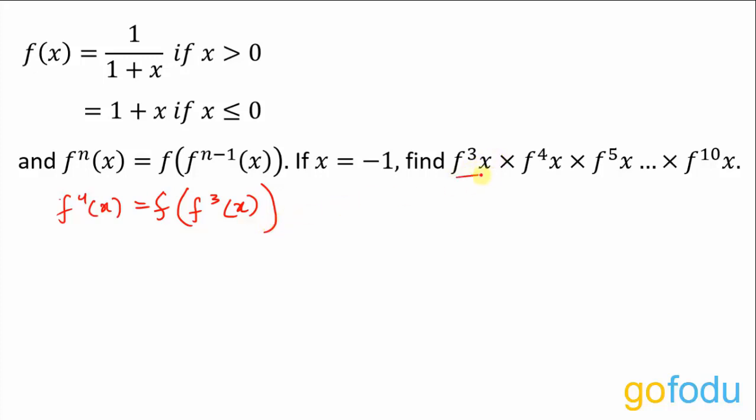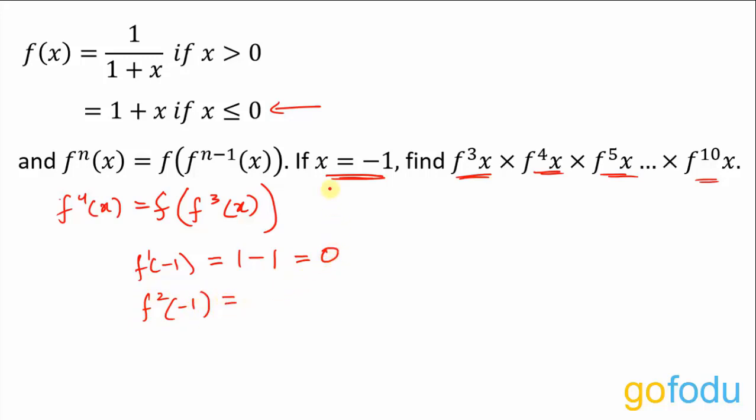Let's find out f3x, f4x, f5x and so on till f10x for x equal to minus 1. First of all, our x is less than 0, so we'll proceed with this branch, with this definition of the function. So f1 of minus 1 will be 1 plus x, x is minus 1. So we'll write 1 minus 1, that is 0. f2 of minus 1 will be, now we'll write 0 in place of x here. Again, because our input is 0, which is less than or equal to 0, we'll take this function 1 plus x. So we'll write 1 plus 0, that is 1.